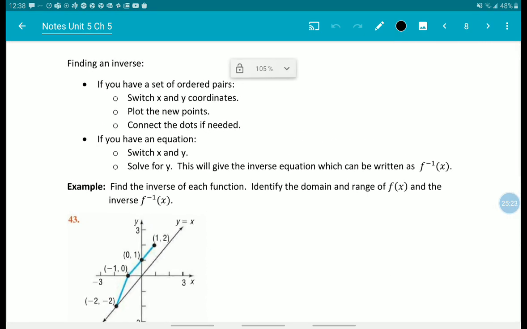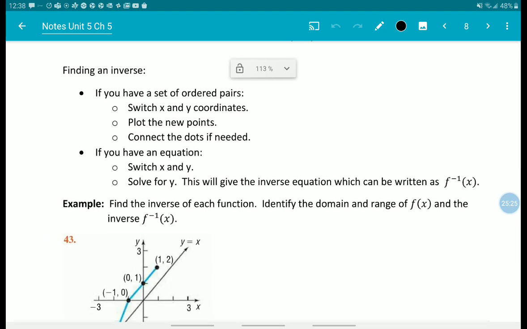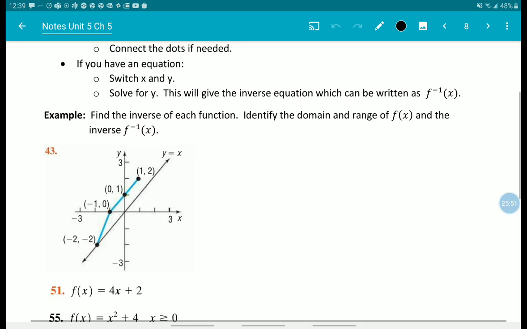So, what if we have something that is one-to-one? How do you find the inverse function? It's really easy. It just depends on what you have. You're always just going to switch x and y. If you have a set of points, then you literally just switch the x with the y value. You have a new set of points. There's your inverse function. If you have an equation, you literally switch x and y. You solve that new equation for y. That's your inverse function. It's always about switching x and y.